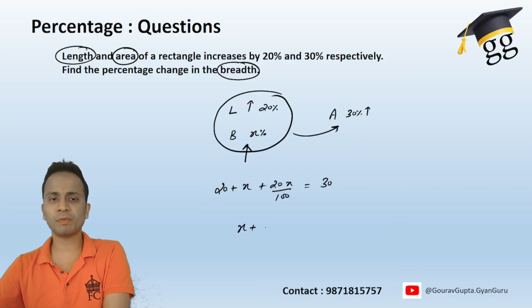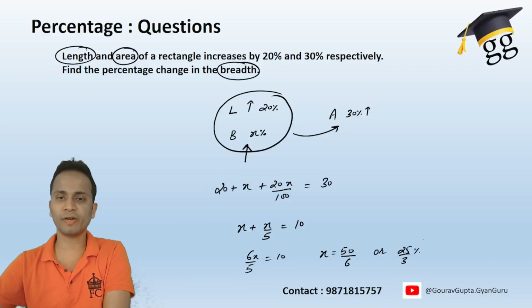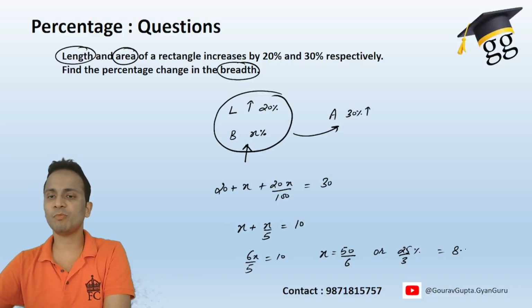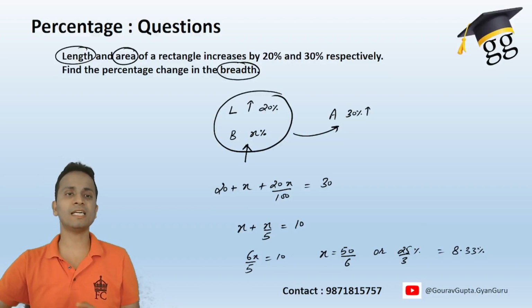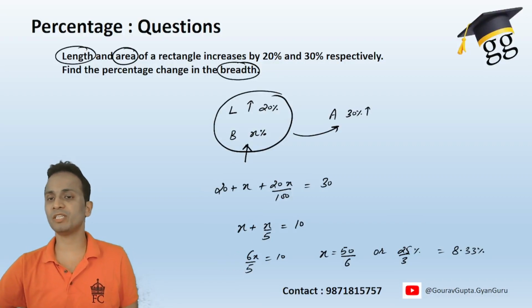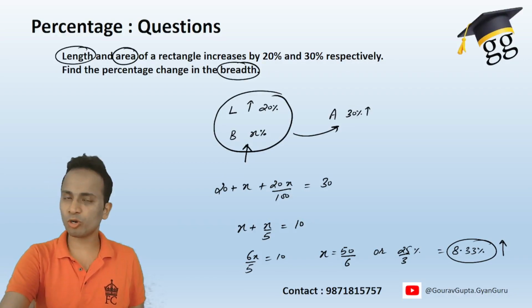On the left hand side x plus x upon 5, 20 को right hand side पे ले जाएंगे 10 बच जाएगा. So 6x upon 5 is equal to 10. The value of x comes out to be 50 upon 6 or it is 25 upon 3%. Alright, 25 upon 3%, if you want to write it in decimals, you can write it as 8.33%. Value, final value positive आई है, so that means the percentage change in breadth is 8.33% increase. Okay, let's look at one more question.